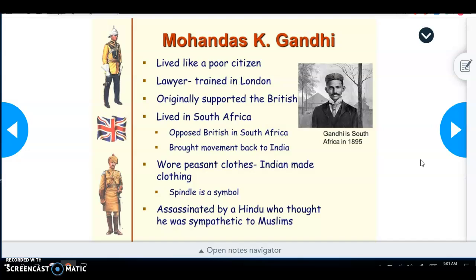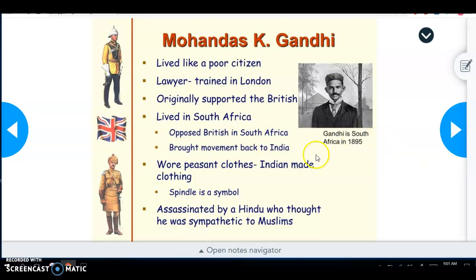He was a lawyer trained in London. He originally supported the British, but then realized after living in South Africa, after seeing his homeland kind of be treated how they were treated, he started to change his way of thinking. Like I said, he lived in South Africa. He opposed the British in South Africa, how they treated people, and brought the movement back to India to try to create change. So he wore peasant clothes.